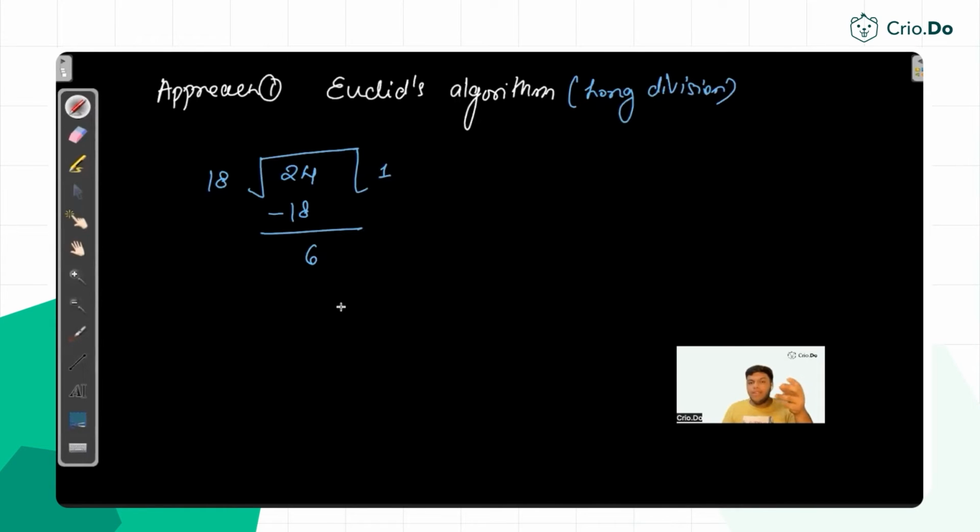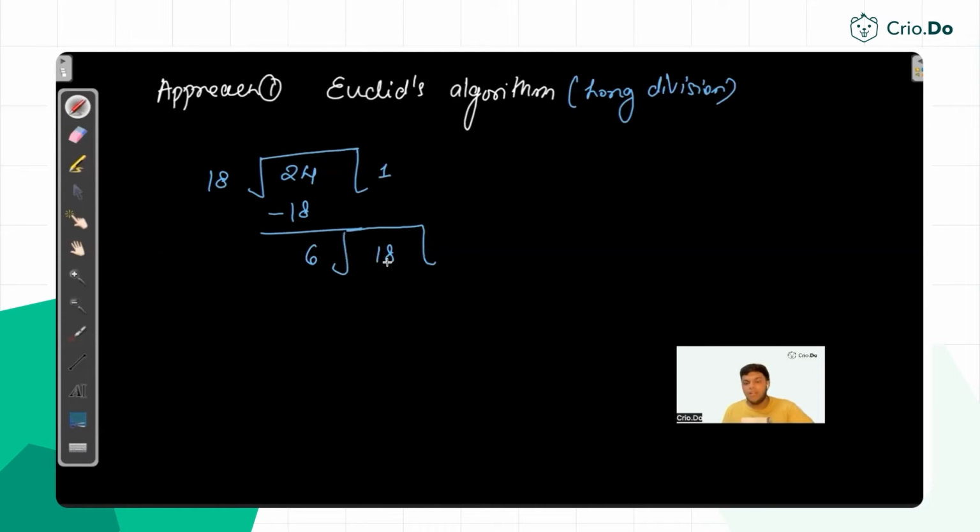But what will be the new quotient? What will be the new divisor and dividend, or you can say numerator and denominator? The previous remainder will become the new denominator. And what about the new numerator? The previous denominator will now come at the place of the numerator.